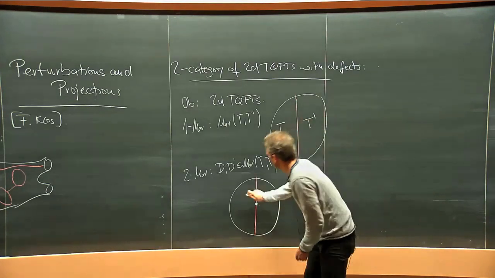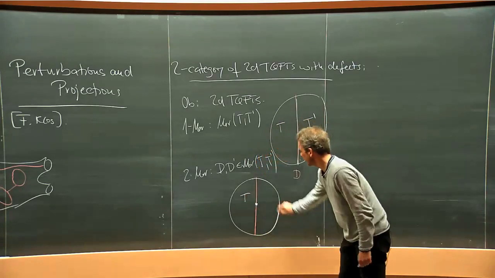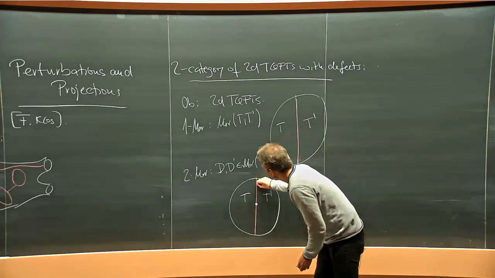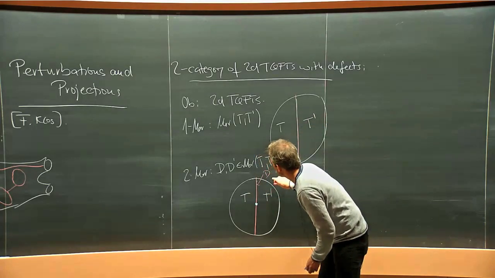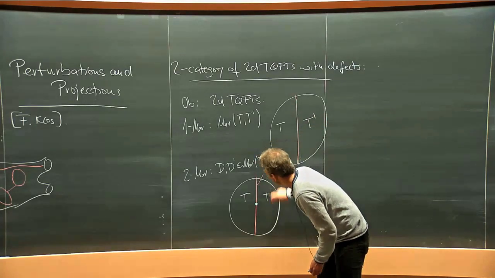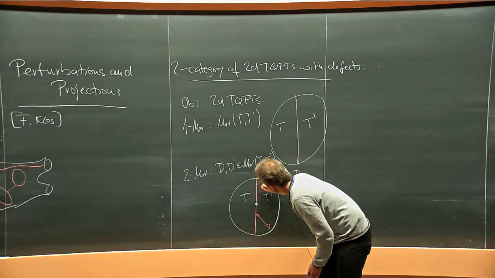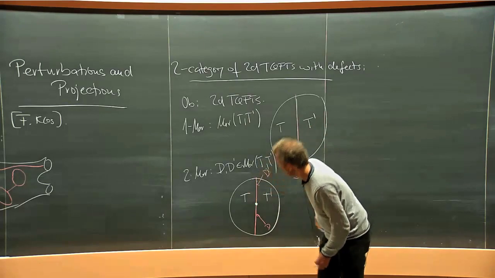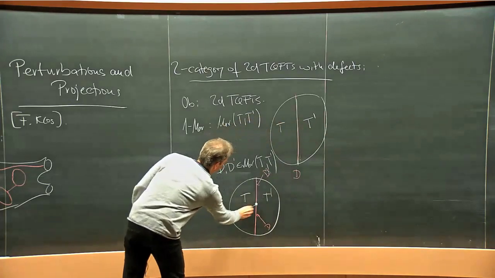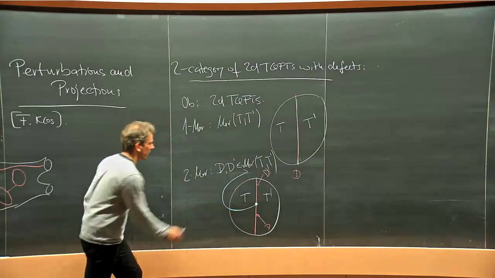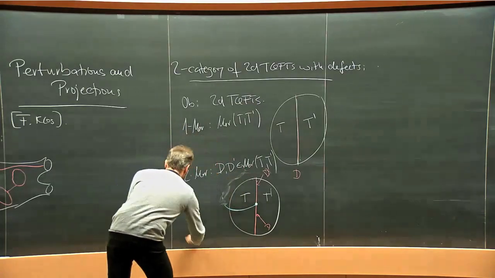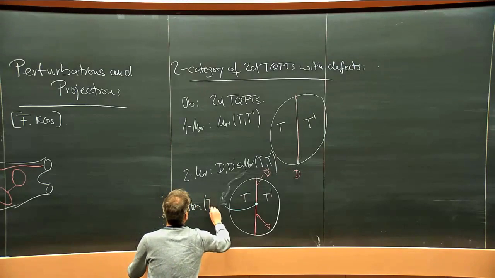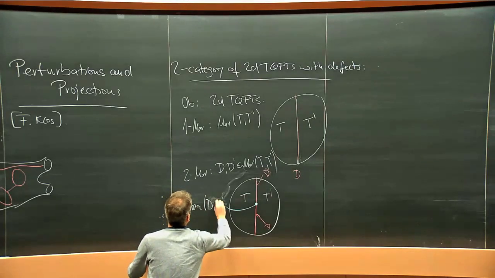So you have a 2D TQFT T here, 2D TQFT T prime here. On top, you have your defect D. Let's put your defect D here, and this here is your defect D prime, and this here is a defect of defects, and this here is in Hom of D and D prime.